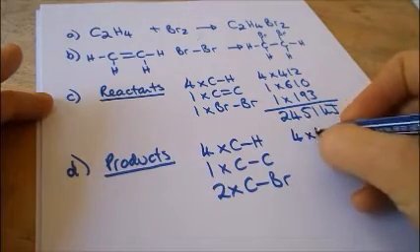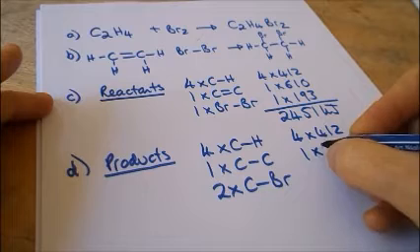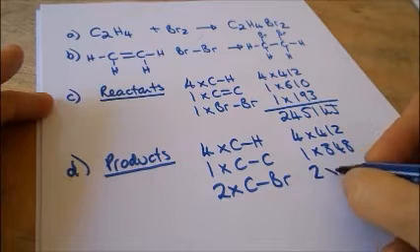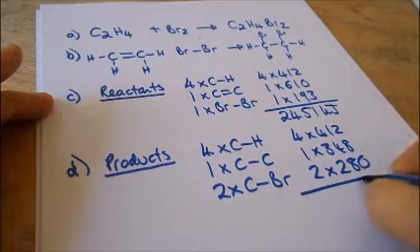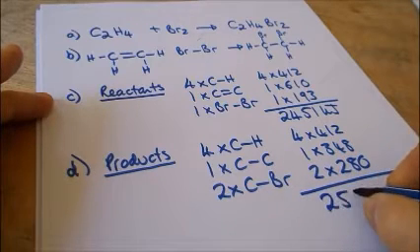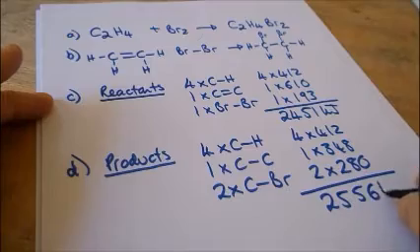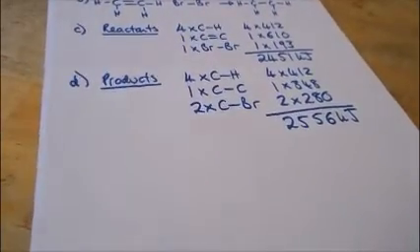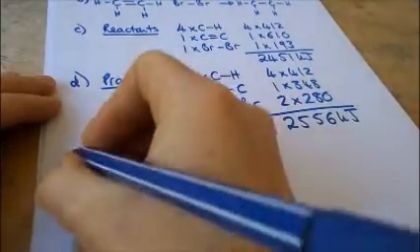So that's 4 times 412, 1 times 348. So this is just taking the numbers from that table that you've got at the side of the sheet. And then that gives us 2556 kilojoules there. So our next stage is then to work out the overall energy change.